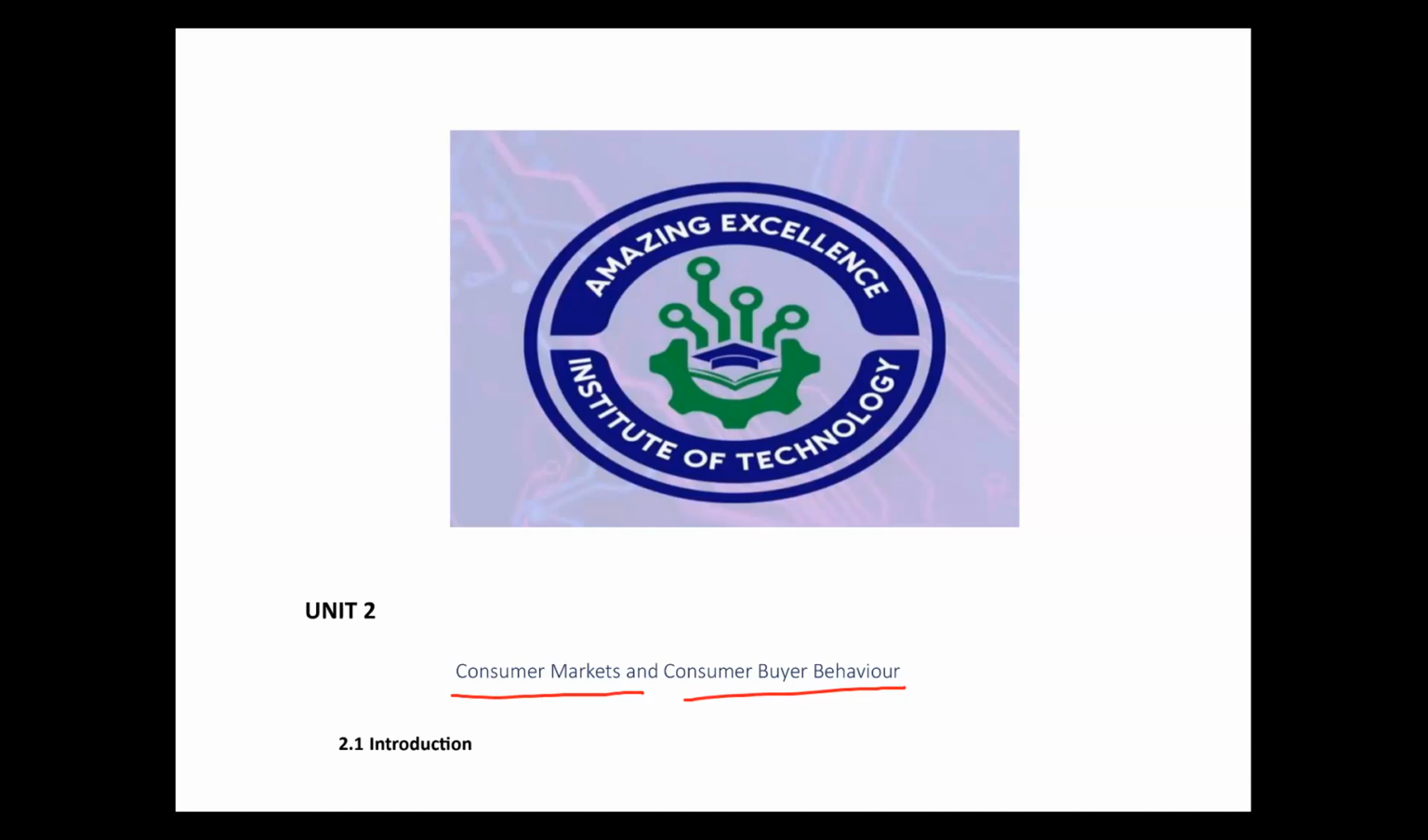So in this unit, what we will expose you to is the understanding of the consumer markets and the consumer buyer behavior. We want to study the behavior of the consumers, because if we actually study the behavior of the consumers, then we can at least find it easy to make the sales. Studying the behavior of consumers is very difficult, because it's more of studying what somebody thinks.